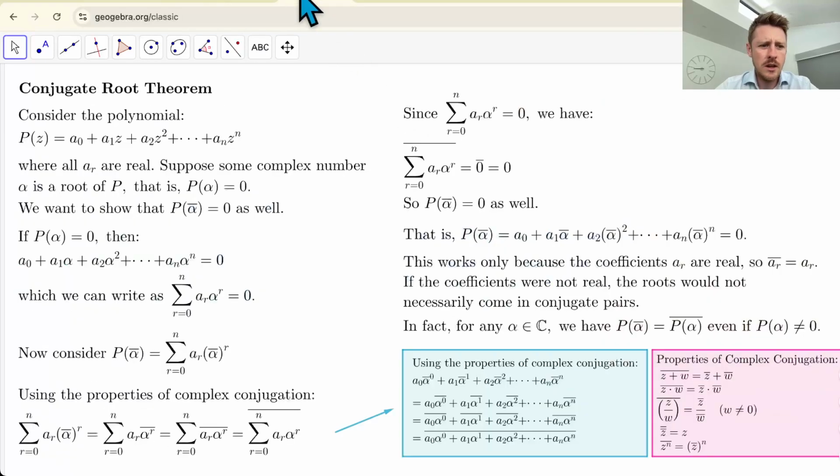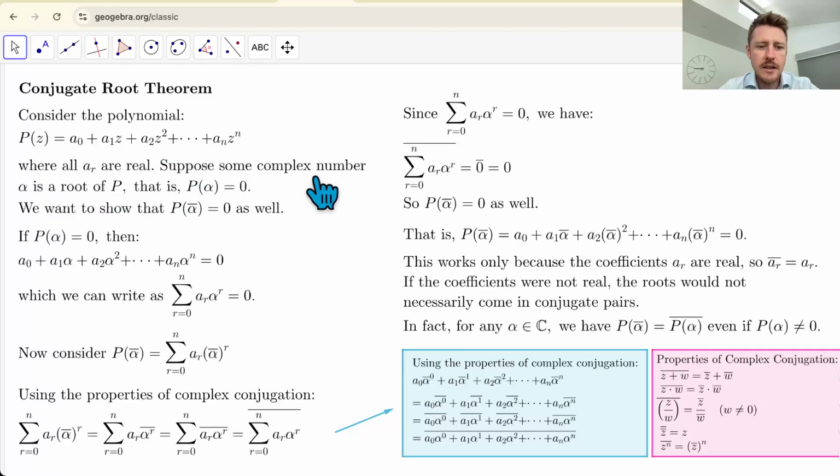Okay. Next thing we're going to look at is what's called the conjugate root theorem, which can be quite tricky, but it's interesting when I show you a picture of it. So consider the polynomial. Again, we've got some polynomial just like we had before, where all a sub r are real. So all the coefficients are real coefficients.